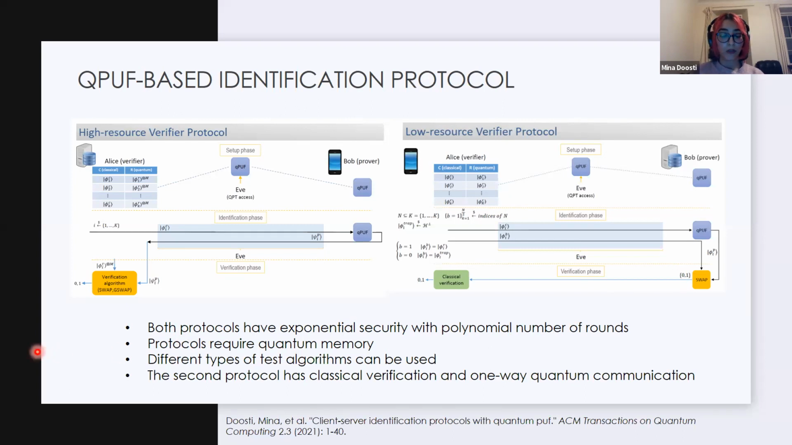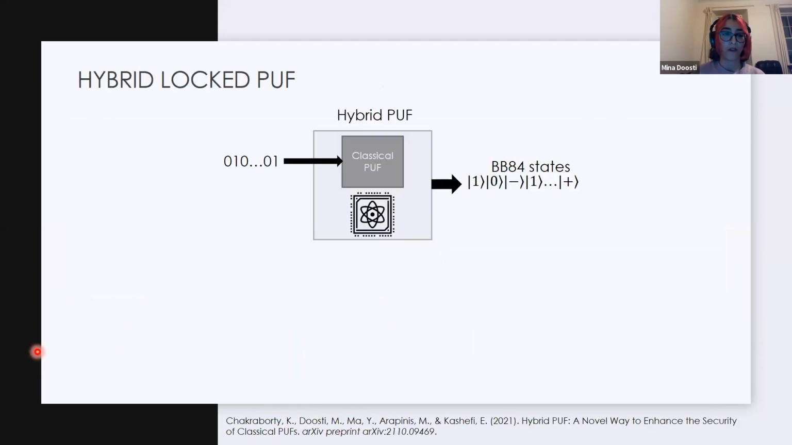So this is one application of the quantum PUF, and it can also be generalized to other applications, like applications in quantum networks, like ping tests or things like that. I will not go through the details of this protocol. It's just for you to see what kind of functionalities they have.